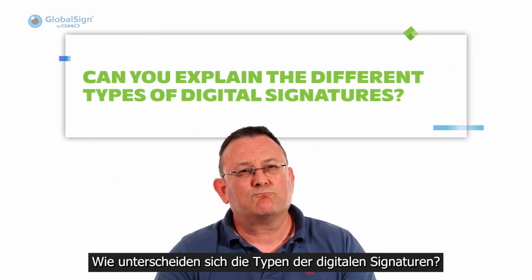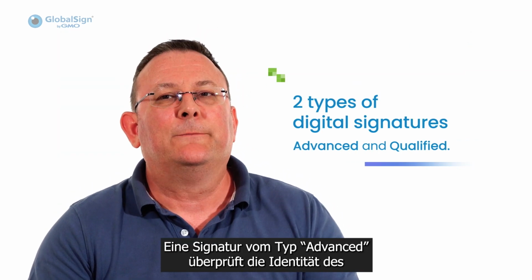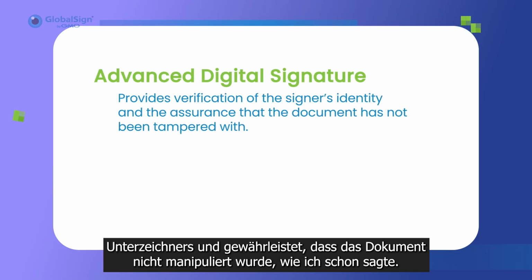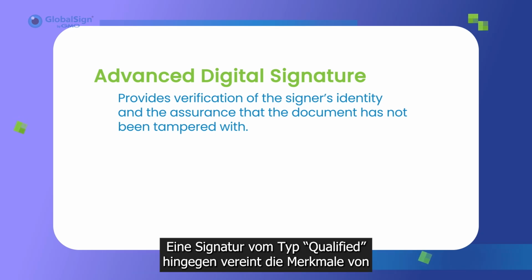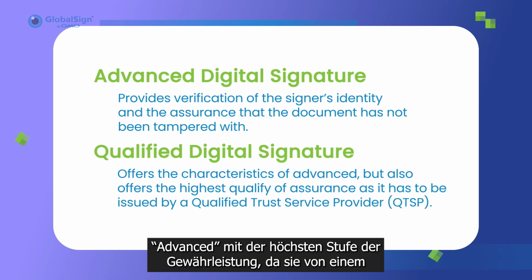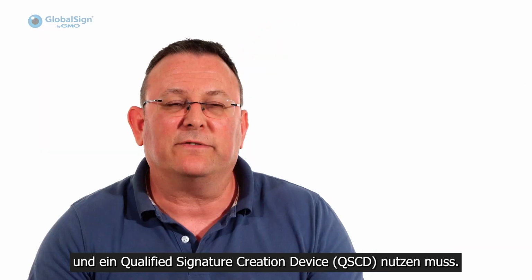I'm aware there is more than one type of digital signature though. Can you explain what these are? Yeah. So actually there are two main types, advanced and qualified. An advanced signature provides verification of the signer's identity and assurance that the document has not been tampered with, as I mentioned earlier. Whereas a qualified signature includes the characteristics of advanced, but also offers the highest level of assurance as it has to be issued by a qualified trust service provider and using a qualified signature creation device.